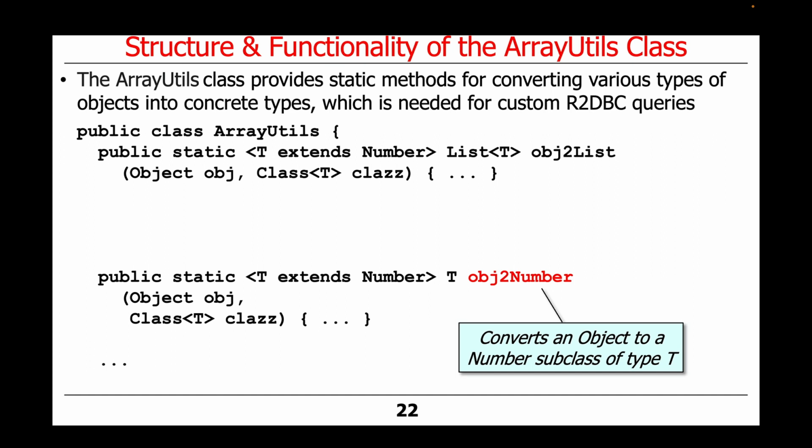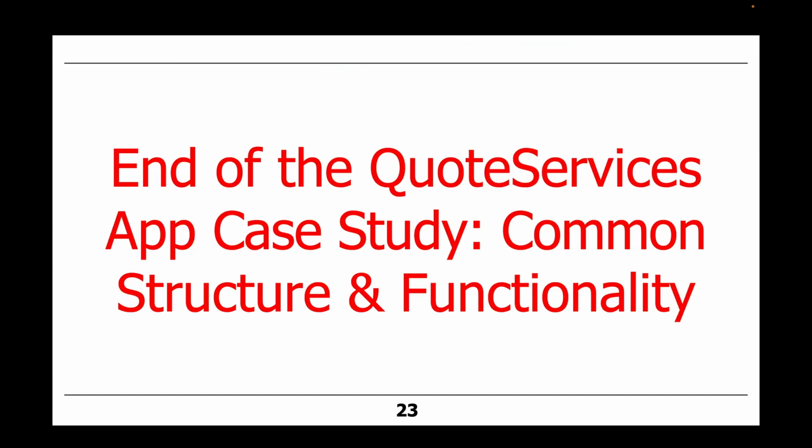So you'll see when we get a little bit further down in the code, where we're going to actually do the custom SQL queries using R2DBC, the mechanisms to do that, we're going to use this obj2number helper method in order to be able to convert the object that's stored in the database into its corresponding integer number. So that's the end of the walkthrough of the QuoteServices app case study common structure and functionality.